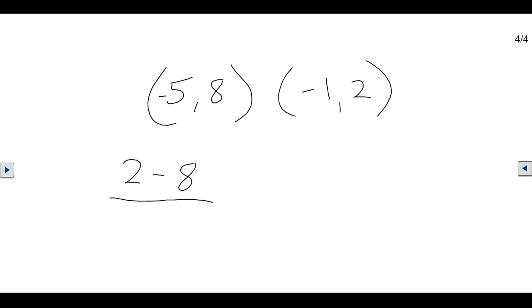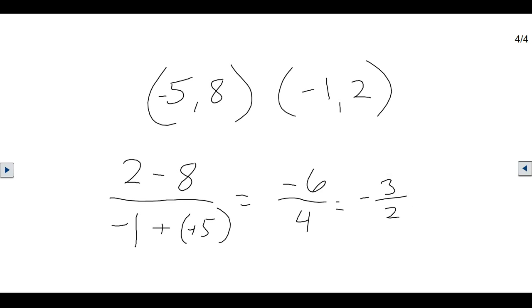Okay. And then at the bottom there, my second x value is 1, my first x value is -5. Okay, so you got to be careful of your negatives here, right? 2 minus 8 is -6. -1 minus -5. Remember, when we subtract a negative, we change that to plus a positive. All right, -1 plus 5 is +4. Okay, and then I could simplify that down into -3 over 2. Okay, -3 over 2. All right.